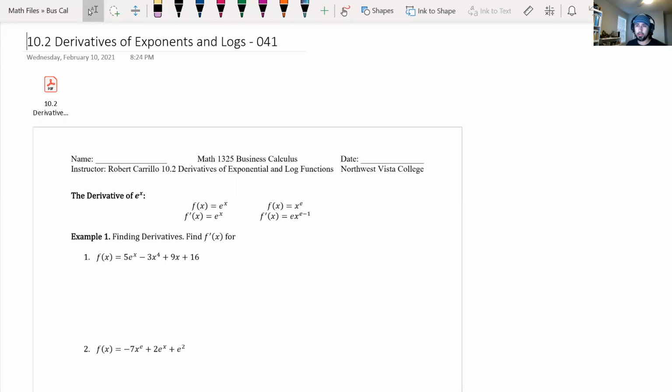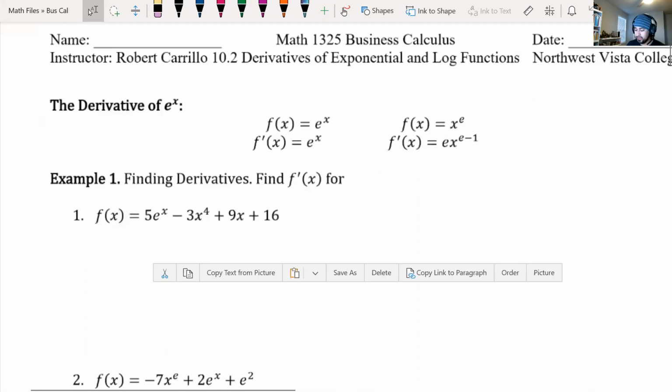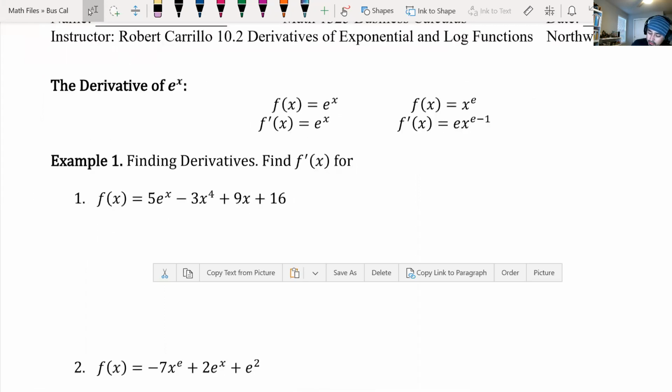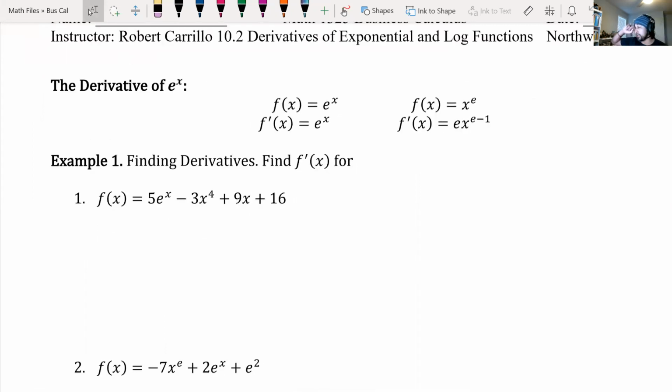There we go. Okay, so we've been learning derivatives. We learned the shortcut for the derivatives. So today is about the derivatives of exponential functions and logarithms. We will first start off with the derivative of the exponential function e to the x.